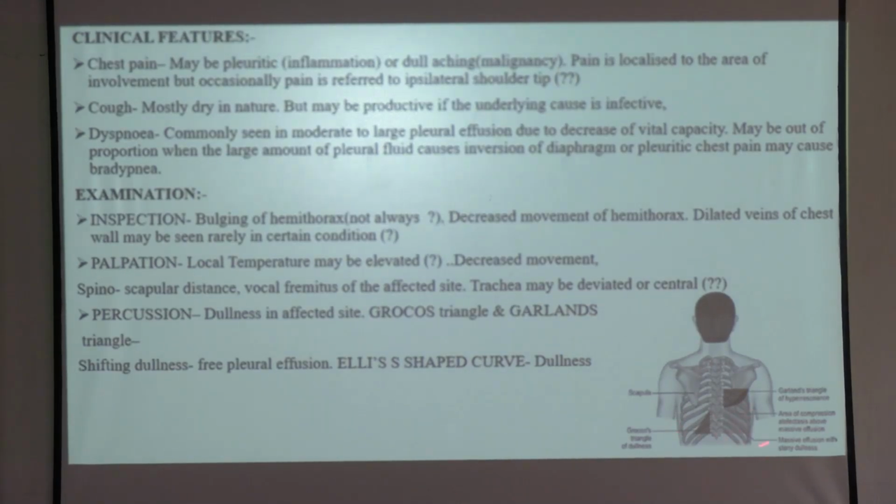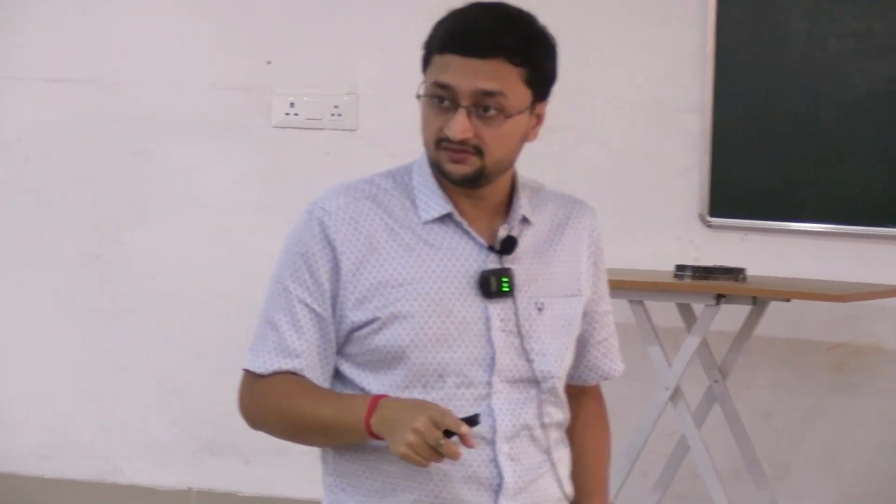Actually this is pleural effusion. This area is dull, but just above the area of dullness you may find a hyperresonant note because of the compensatory hyperinflation of the above area. This is the hyperresonant area. This is called Garland's triangle of hyperresonance.